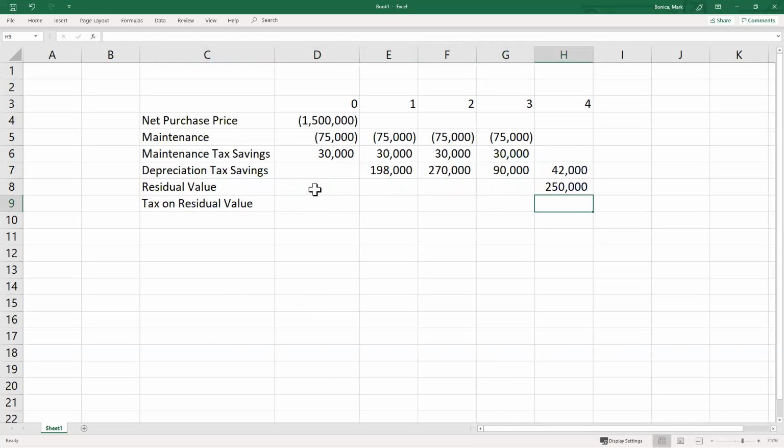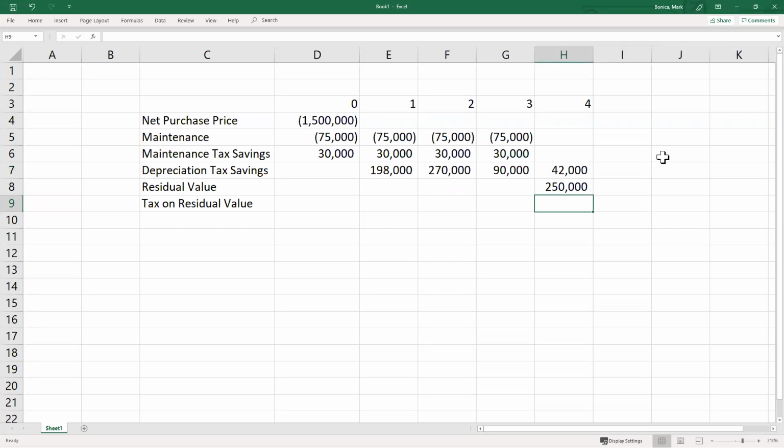And in order to calculate that, we need to know what our book value is. Since this has been fully depreciated, right, it's a 3-year depreciation schedule, and 3-year MACRS actually gives you 4 years of depreciation. So at the end of year 4, we have depreciated the full purchase price. So it has 0 book value, but we're selling it for $250,000, which means that the IRS is going to look at that as $250,000 in income.